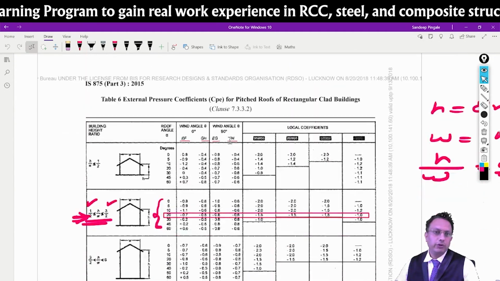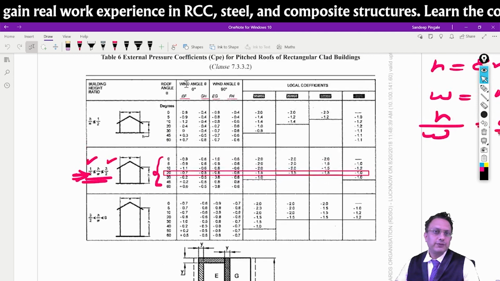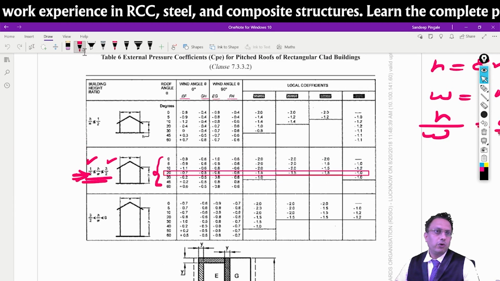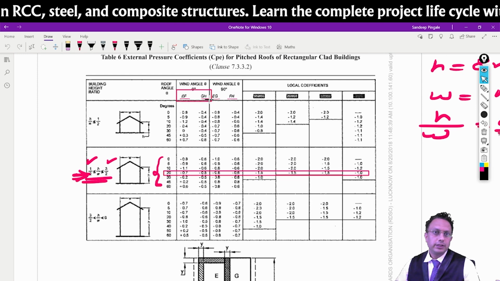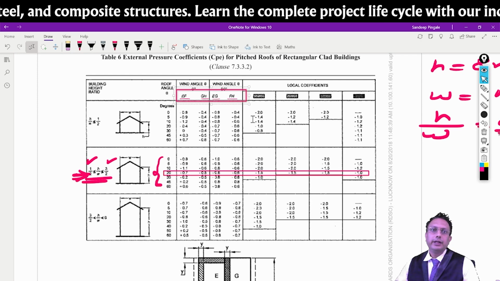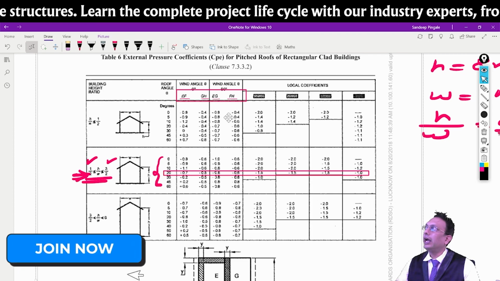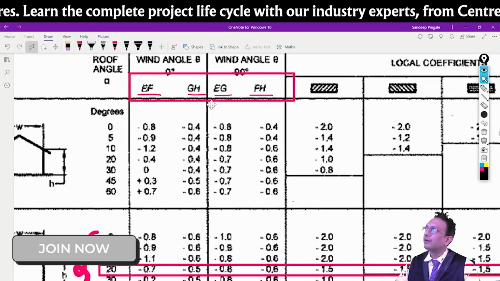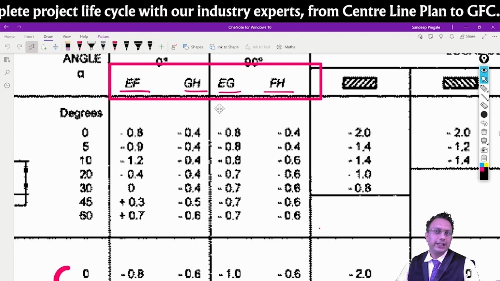So I would like to tell you that for the pitched roof you will be applying these forces only and only to this portion. Which portion? This portion. EF, GH, EG and FG. Only to these forces. What is EF? What is EG?